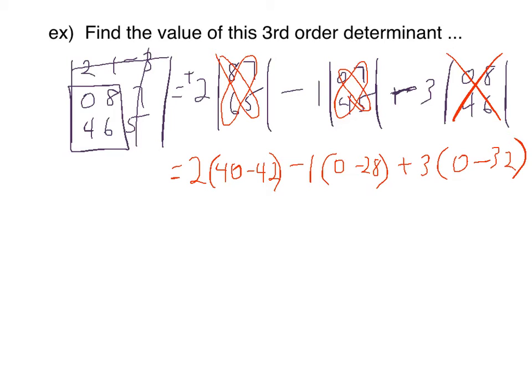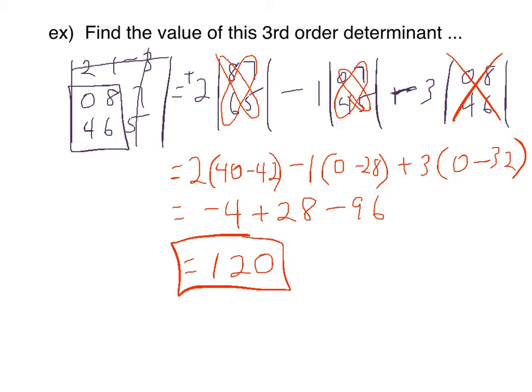And now let's just figure out what this thing equals. I have 2 times a negative 2, which is negative 4. I have negative 1 times negative 28, which is a positive 28. And then we have a 3 times a negative 32, which is a negative 96. And what does that give us? Well, if you add it up, that's going to equal 120. So the determinant is 120. This is a non-singular matrix.